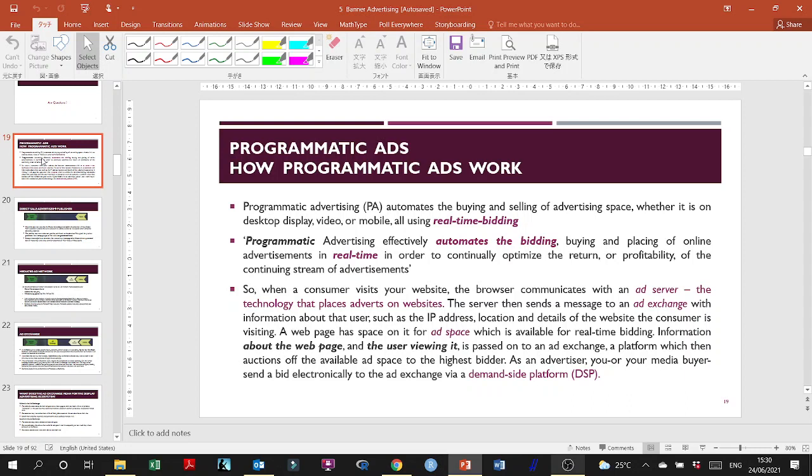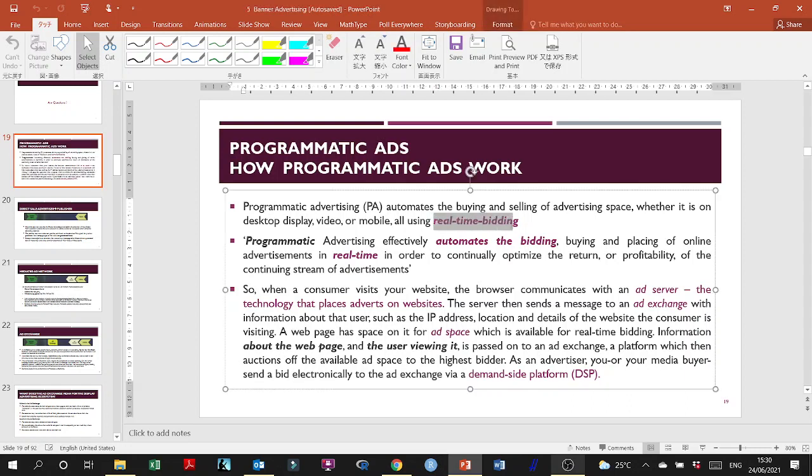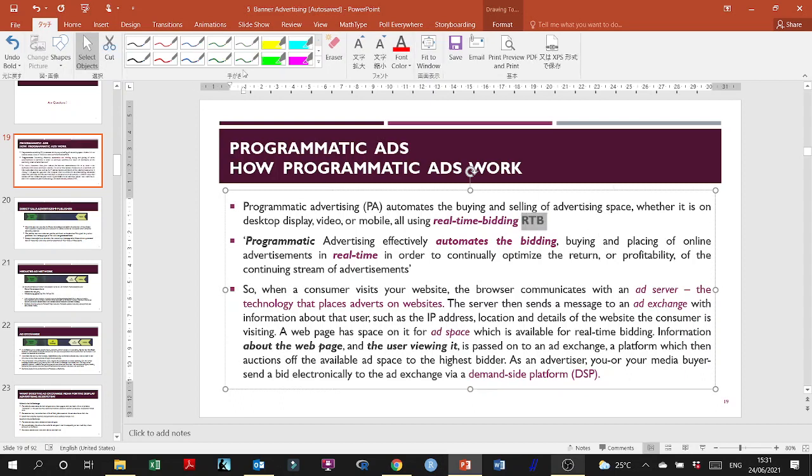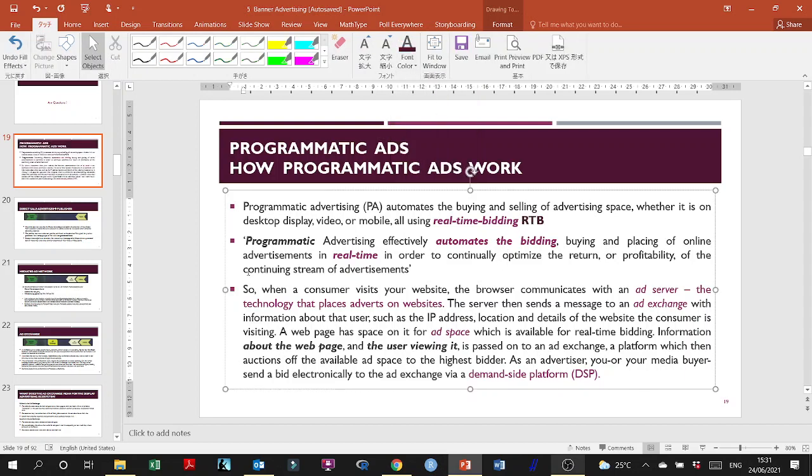So programmatic advertising is all about real-time bidding. Real-time bidding is like the magic word when we're talking about programmatic advertising or display advertising. RTB, real-time bidding. This is a very important keyword in this area. With programmatic advertising, what happens is an automation of bidding, all in real time. So this is what you really need to know here.